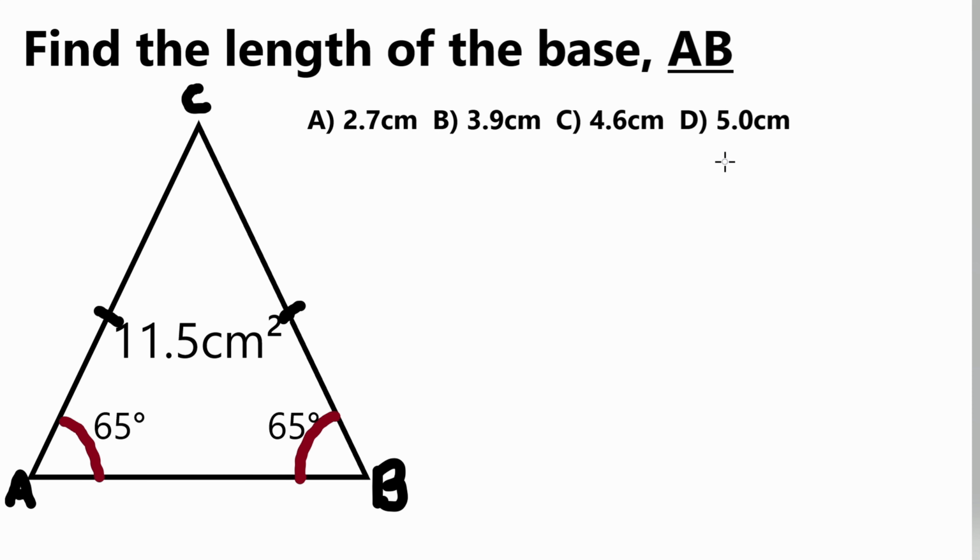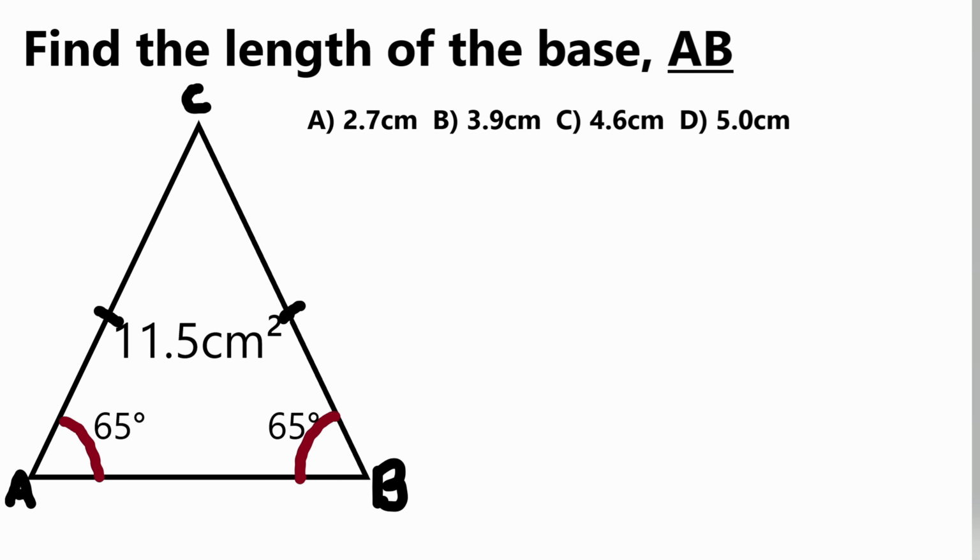Okay, so let's start. First thing, let's look at our triangle. It has three sides, like a triangle does, and these two sides here are the same side length. The area, the inside of the triangle, is equal to 11.5 centimeters squared. Since these sides are the same, the two angles on the bottom are 65 degrees each. And we want to figure out this side length here.